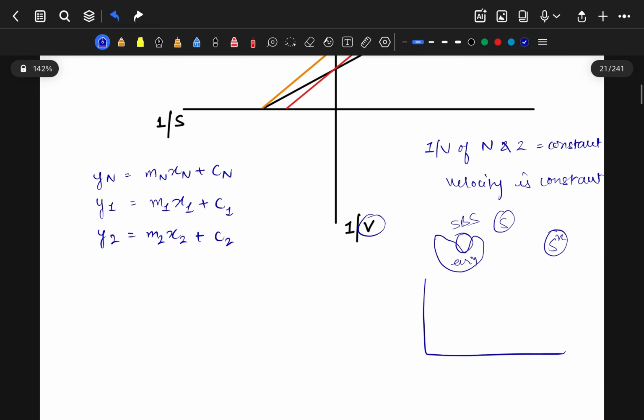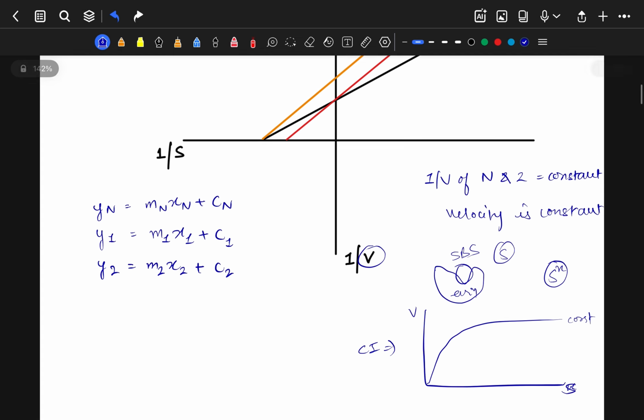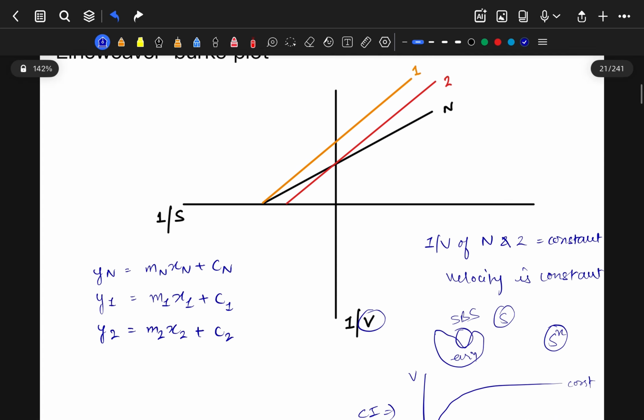So the graph goes like this. If here is the K and here is V, sorry, here is substrate, then the graph goes like this. Okay, so in the competitive inhibitor graph, the velocity is constant and Km changes. So that's how we came to know.